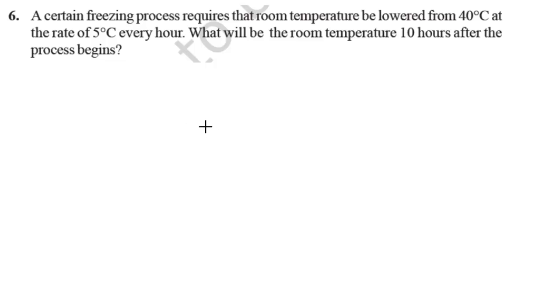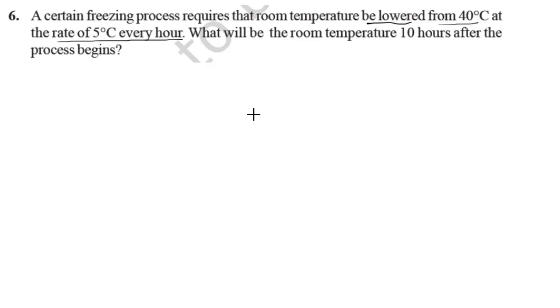Hello students, this is question number 6 of exercise 1.3 of NCERT textbook. The question is: a certain freezing process requires the room temperature to be lowered from 40 degrees Celsius at the rate of 5 degrees Celsius every hour.